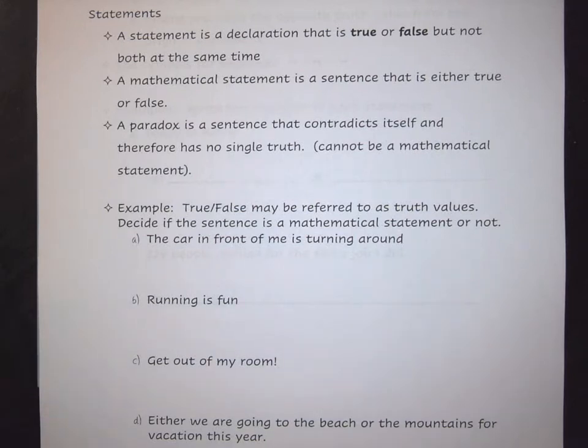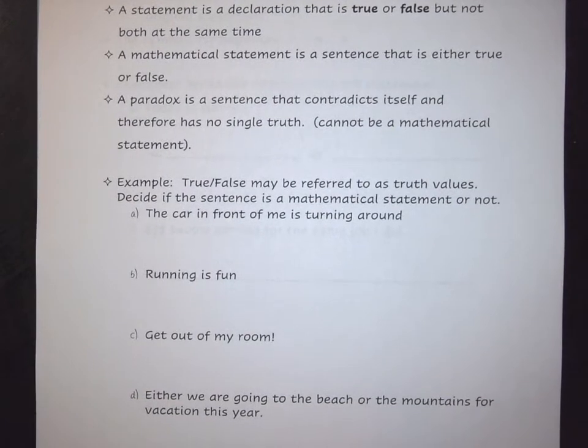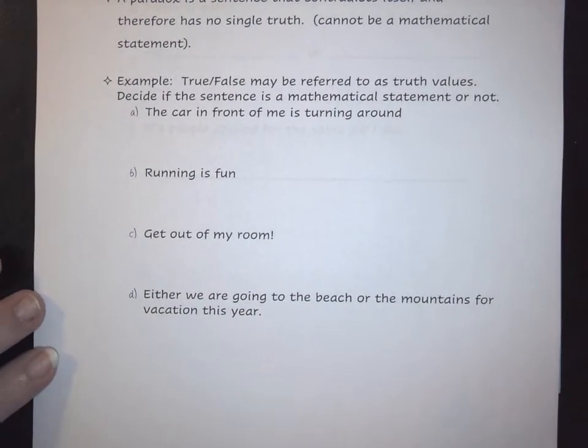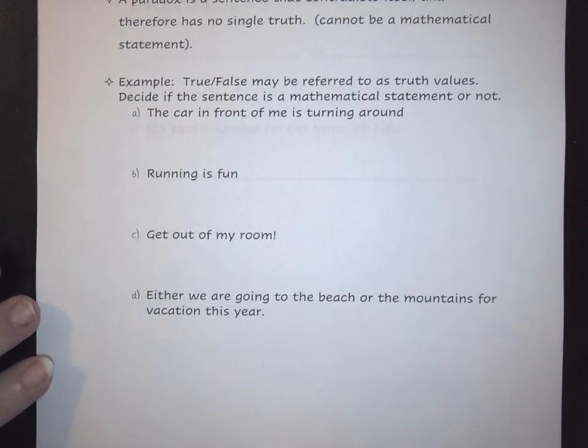Now, another thing we have to take into account is a paradox. A paradox is a sentence that's going to contradict itself. For example, it may start out by being truthful, but at the end it becomes false, meaning whatever you said in the beginning, you totally unravel with what you've said at the end. A paradox cannot be a mathematical statement, because a paradox has both truth and false to it. So usually you're given a sentence and you're simply asked if it's a mathematical statement or not. You need to remember, a mathematical statement is either 100% true or 100% false.